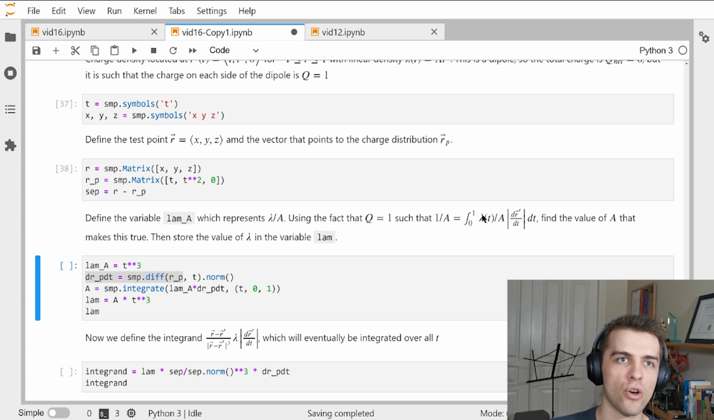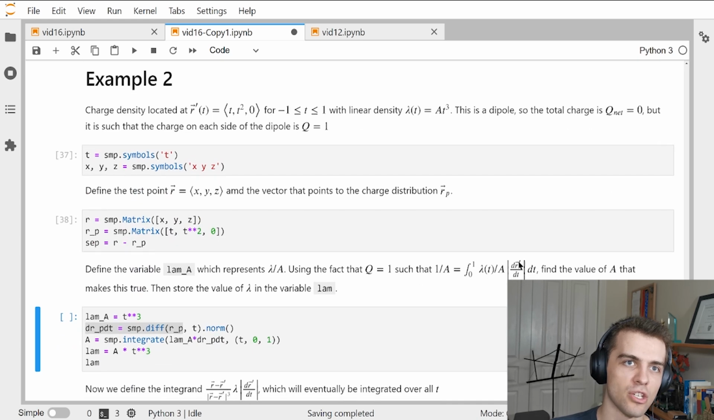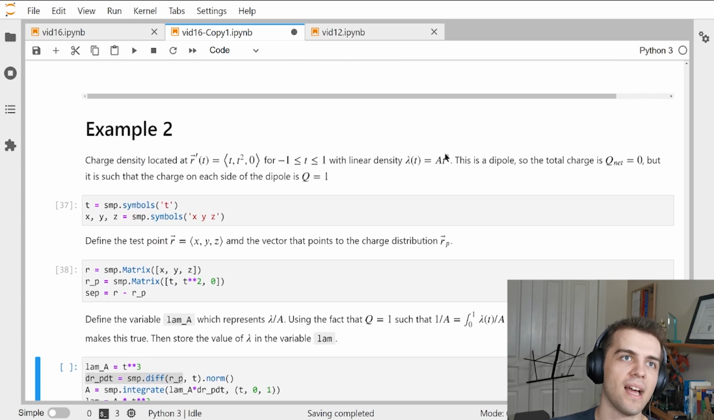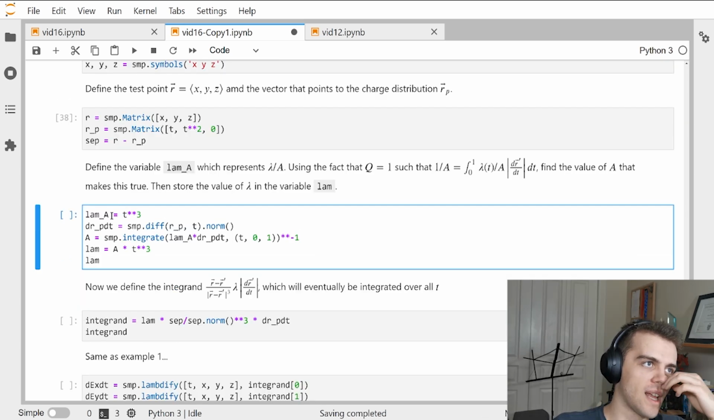And I can actually solve for lambda of t divided by A. That's just t cubed. So I have t cubed. I can solve for this dt. So I can solve for everything on the right-hand side. Even though I don't know A, the divide by A gets rid of the A. So I solve this on the right-hand side here, and then I can rearrange it to get A from the left-hand side. So I get lambda over A is equal to t cubed. That's what I have up here.